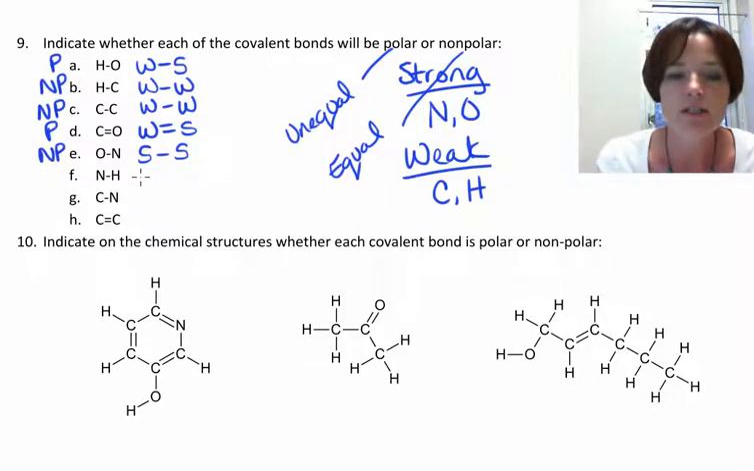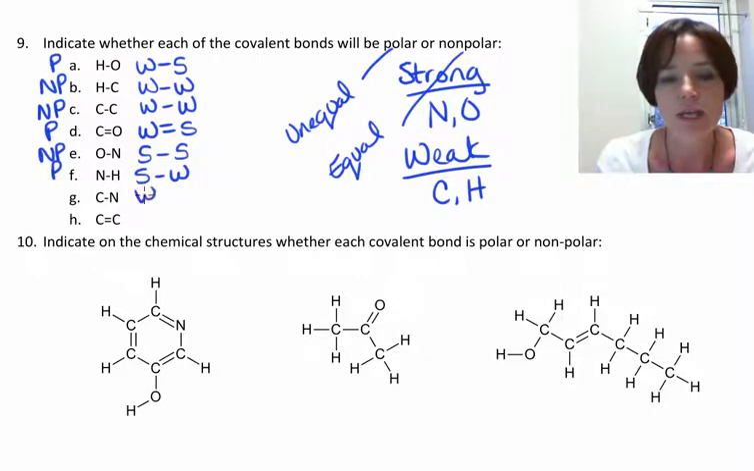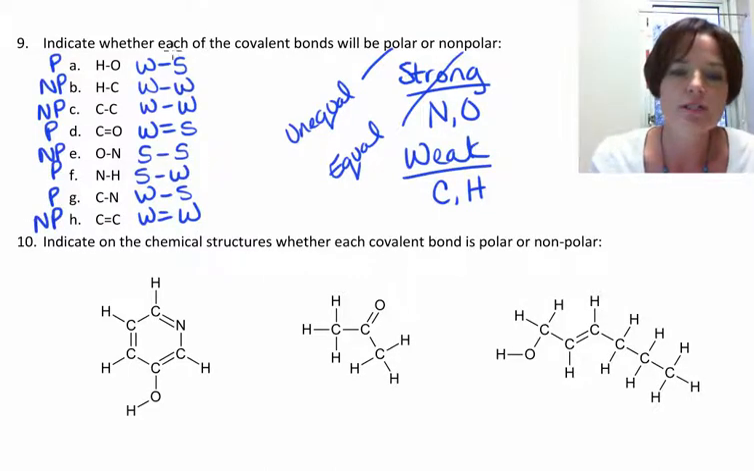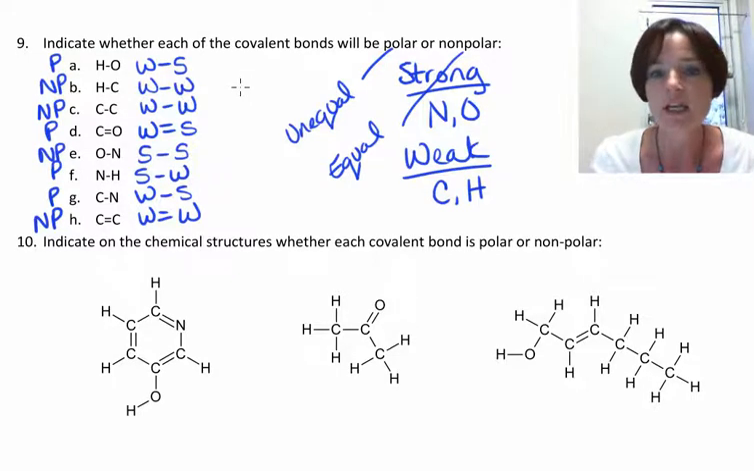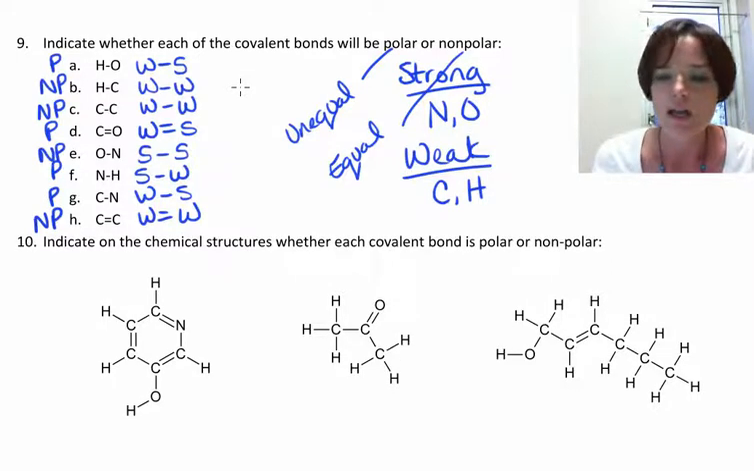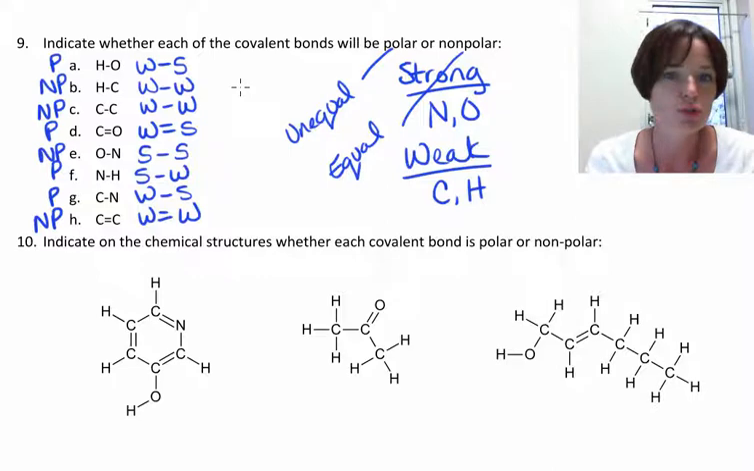The next one, nitrogen is strong, hydrogen is weak, so that would be polar. And then the next one, we have weak sharing with strong, that would be polar. And then the last one, you have a weak one with a double bond to another weak one, so that would be nonpolar. Okay, so notice that we just need to classify each atom as being either strong or weak, and then we can assign whether it's going to be a polar covalent bond or a nonpolar covalent bond.